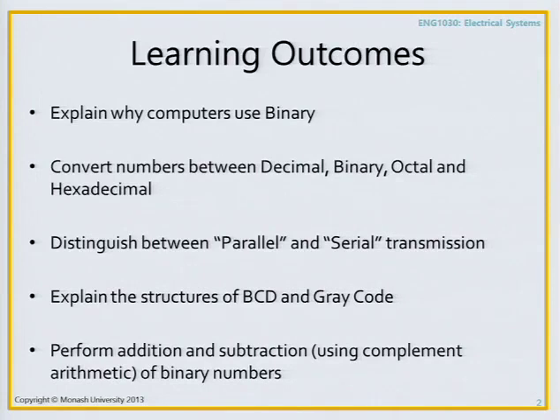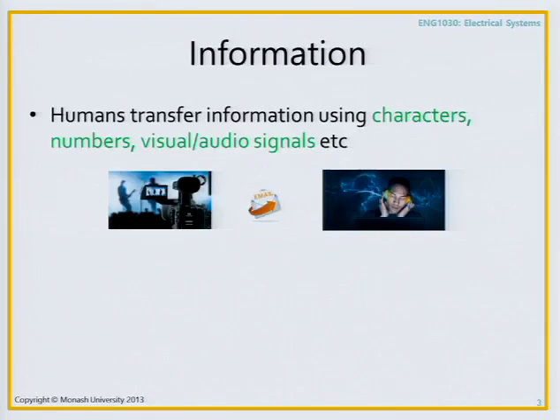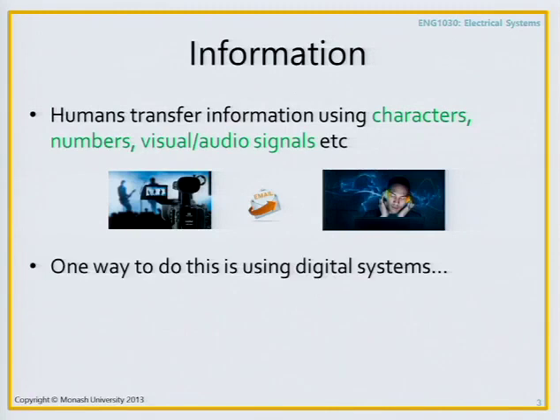Okay, so we know now that information comes in many forms, and we transmit or transfer information between each other using a number of mediums. We use characters on a page or an email. We use numbers to convey the size of things. We have visual and audio signals. And another way to do this, apart from the analog signals we've learned about so far, is digital systems.